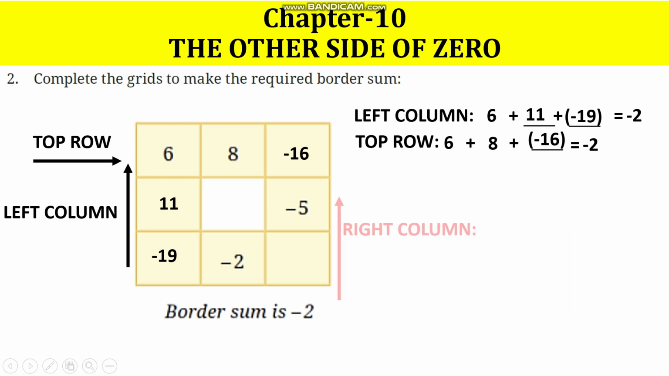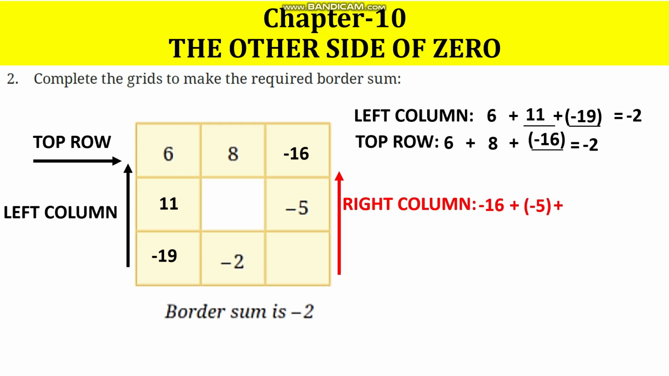Now when we talk about the right column, we have the integers -16 and -5. When we add them, -16 and -5 give us -21. Now what should we add with -21 to get -2? We know that it is 19. So -21 plus 19 will give us -2. So the integer is 19. So here also we can see that row wise or column wise the border sum is -2.